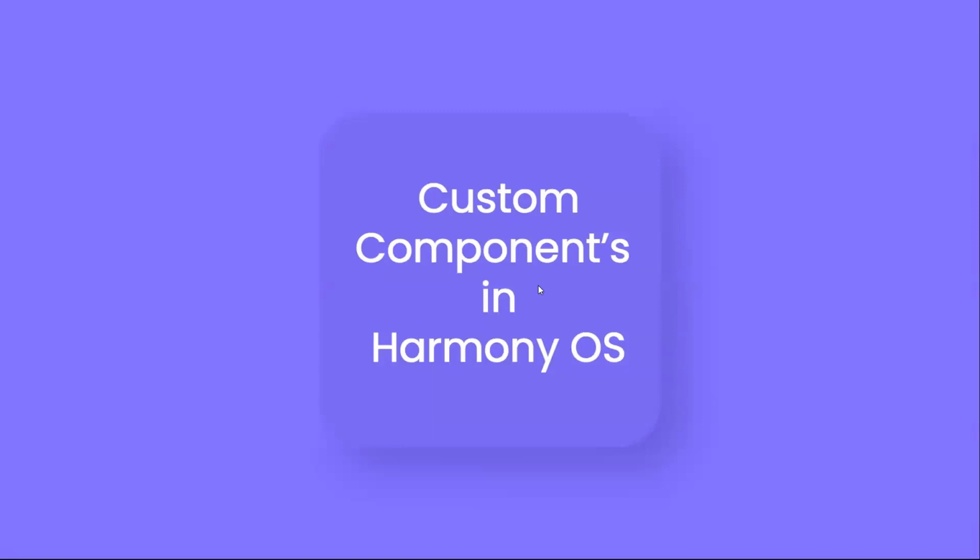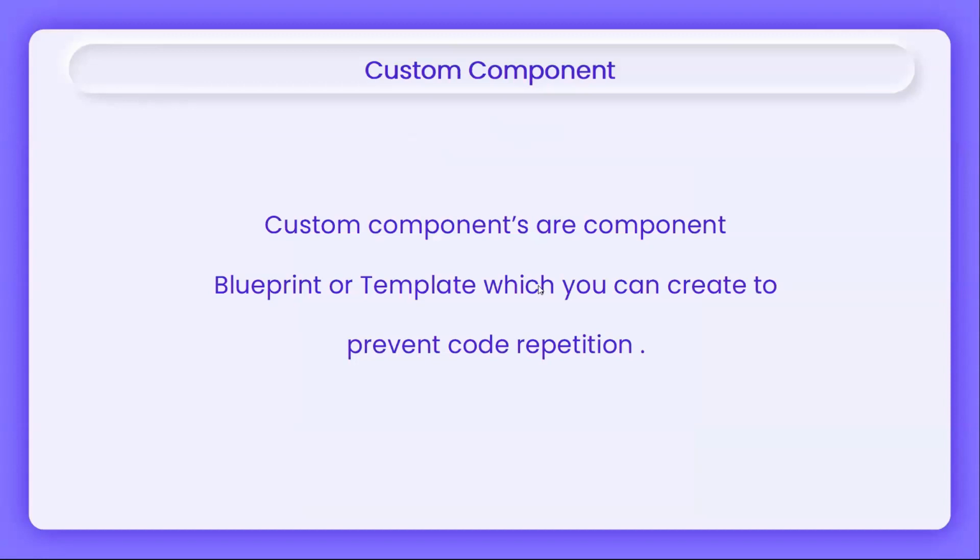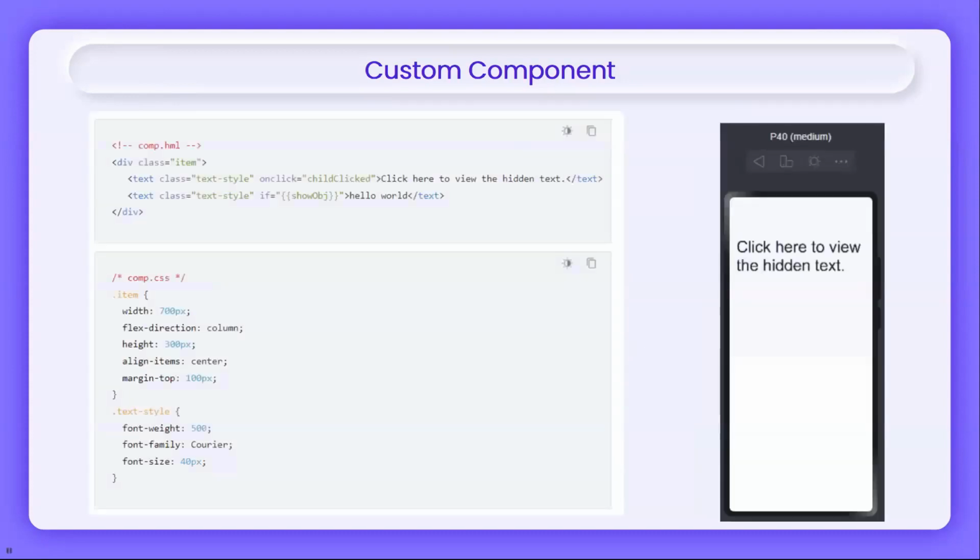So how can we create custom components in HarmonyOS? If you want a button of a specific design, but you will be using that same design multiple times inside your application, then you would have to write the code again and again. Custom components give us the functionality to create the component just once and then use that component again and again wherever we want in our design. It is basically like a blueprint or a template. So this is how we can create a custom component.